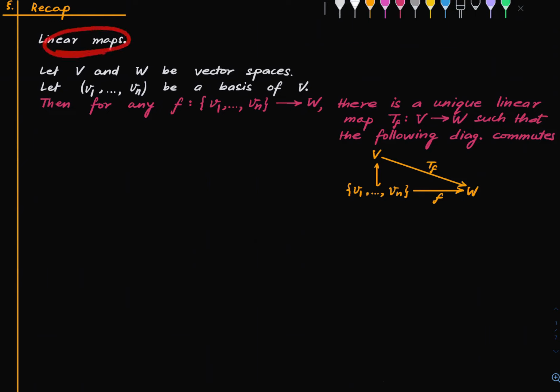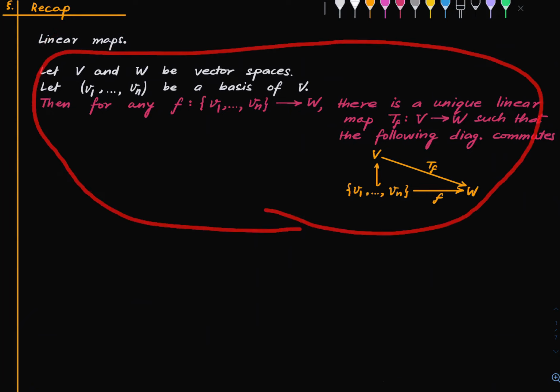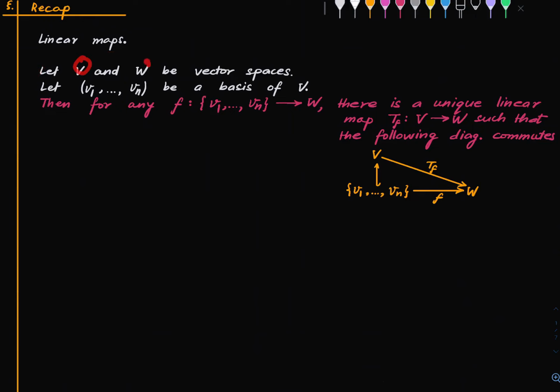So we certainly need to know what linear maps are, and we need to know this fundamental property of linear maps. Suppose we have two vector spaces V and W over the same base field F, which I have not written. Suppose we fix a basis for the vector space V. Then for any function F defined on the set of all the basis vectors mapping into the space W, there is a unique linear extension of F. So formally, there is a unique linear map from V to W which extends F.